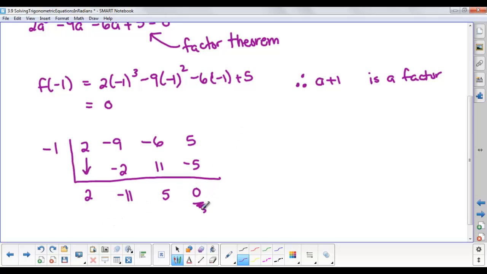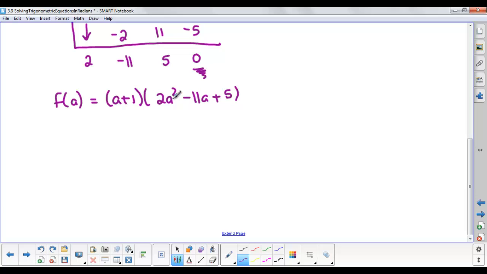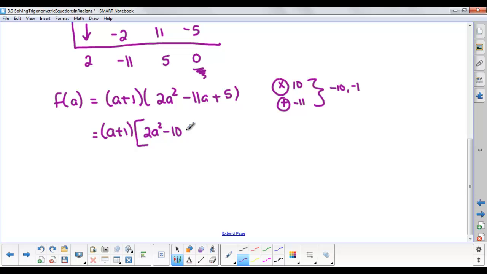So essentially our function can be split up into, now we need to take a look at this factor here and see if it's further factorable. So you want to try and find two numbers that multiply to 10 and add to −11. Those two numbers are just −10 and −1. So if we do decomposition, because this is a complex trinomial, this a + 1 goes along for the ride, and then what we're left with is 2a² − 10a − 1a + 5.